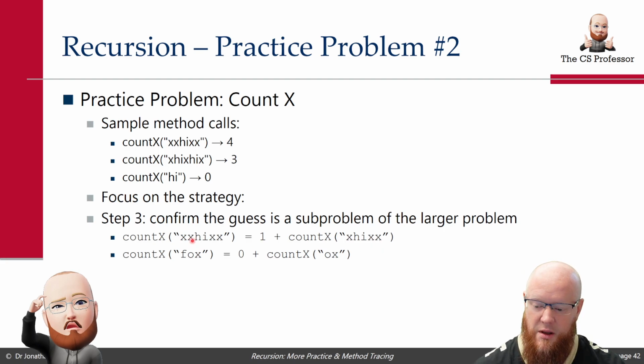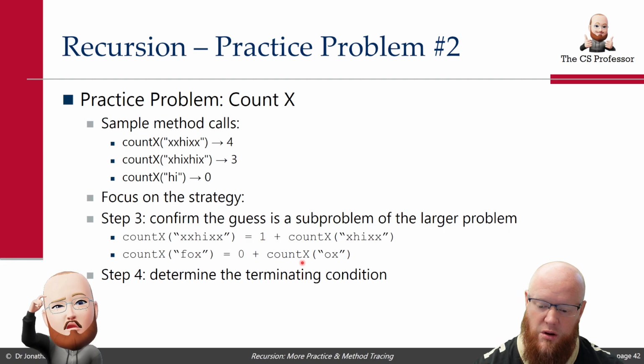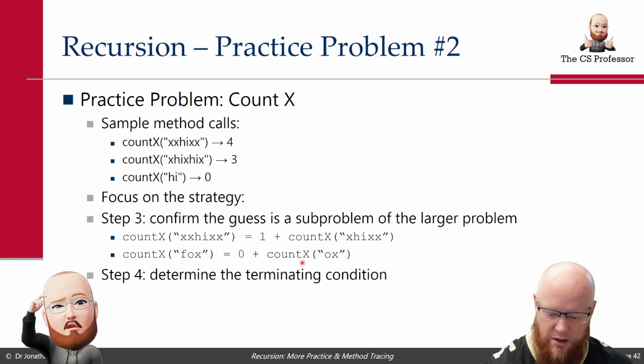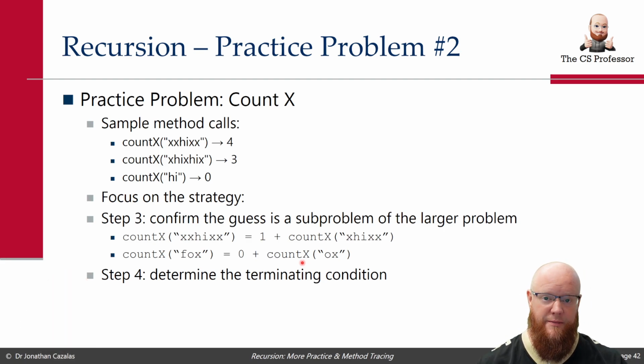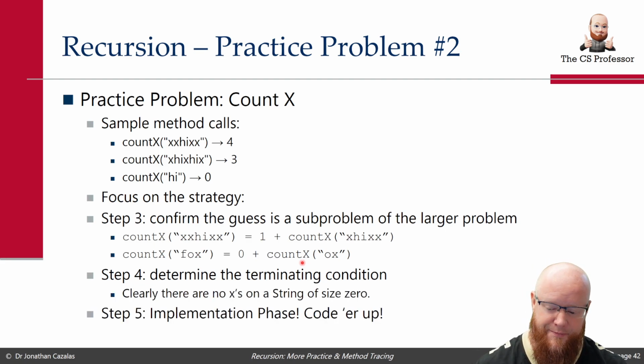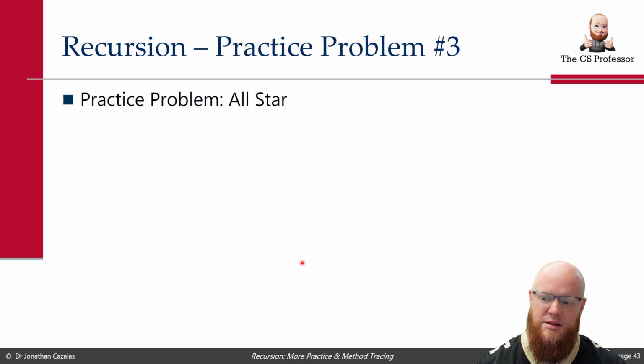What about this one? Count x of fox would be 0 plus the count x of ox. So it is a smaller version and it works. What's the terminating condition? Count the number of x's on a string of size 10, 9, 8, 7, 6. What's the terminating condition? Count the number of x's on an empty string. With that empty string, we will not have any x's, right? So when it's an empty string, that's your terminating condition.